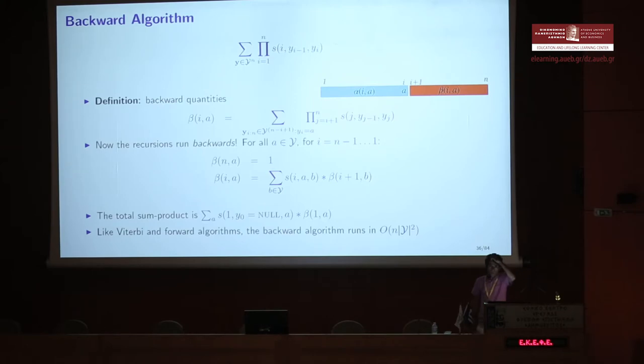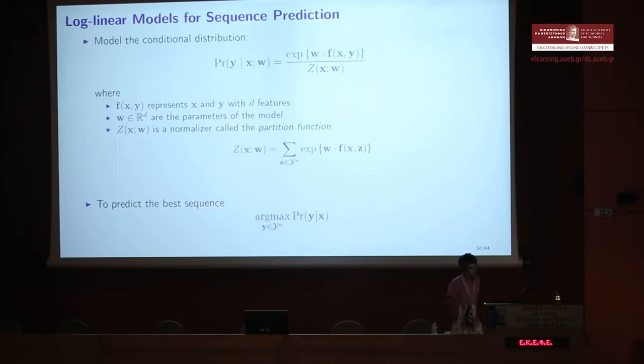Any comment here? Actually, I pose you a homework of writing the Viterbi algorithm in a backward fashion, and I'm giving you here the backward algorithm for sum products. So the homework was to do this for max sum and realize that you get the argmax. Okay. Any comment or question? Okay, so let's move on.